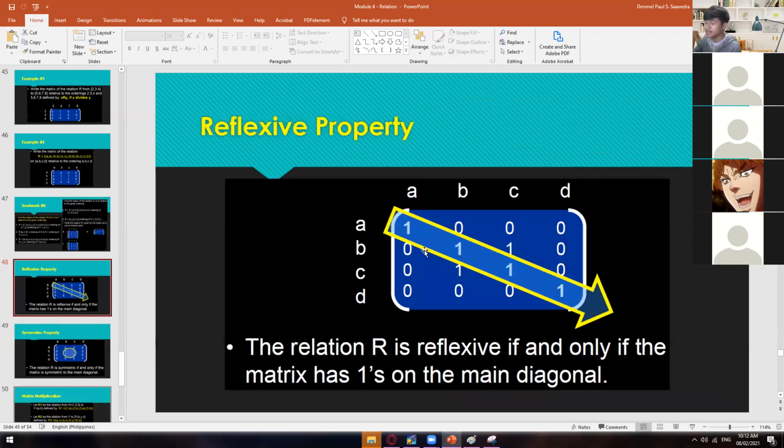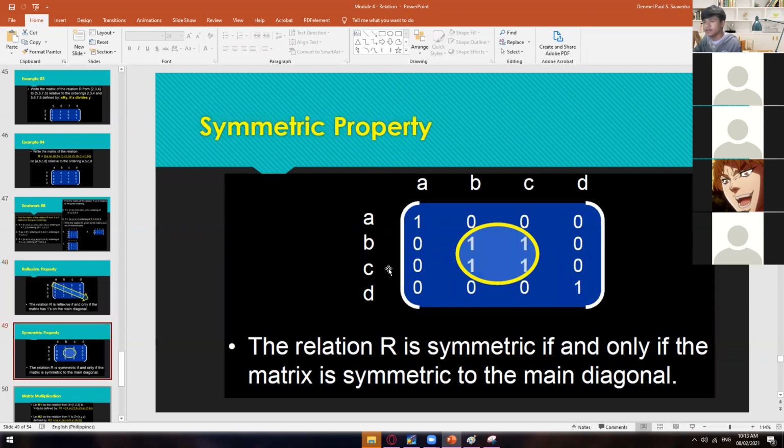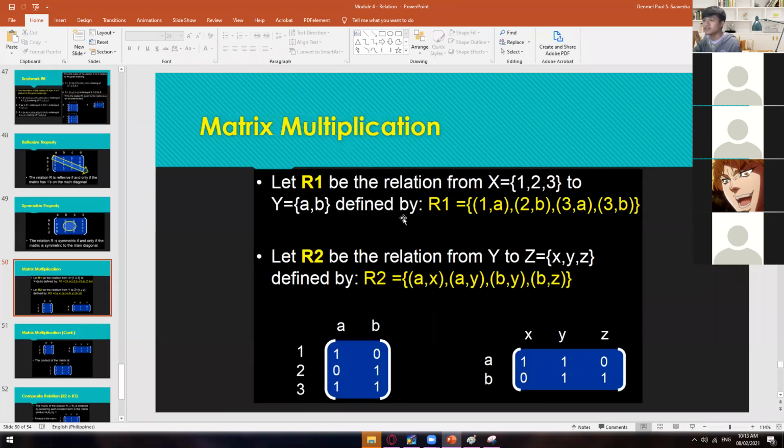We have here the representation on a matrix of reflexive properties. As you can see, we have AA, BB, CC, and then DD. So a relation R is reflexive if and only if the matrix has ones on the main diagonal. So this is the main diagonal. And we also have the symmetric property if we have this kind of representation on the matrix. So we have this, and then we have CB. Okay, so let's now move on to the matrix multiplication.